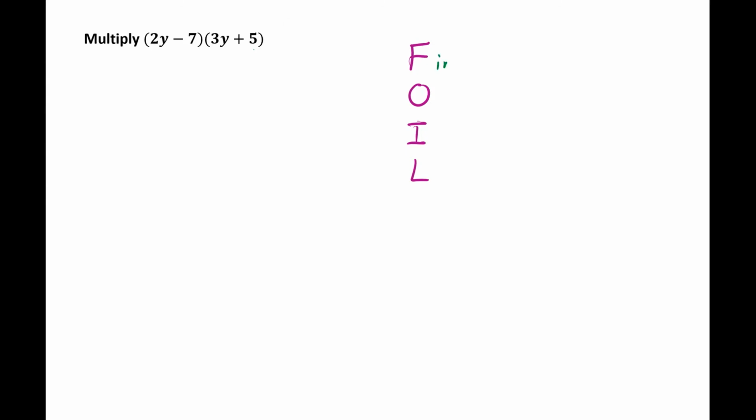The F stands for first. And that's because you take the first terms of your binomial and multiply them. So I have 2y times 3y. Then you move on over to your outer terms. And that will be 2y times 5. Notice the outer terms of that product. So it's plus 2y times 5.